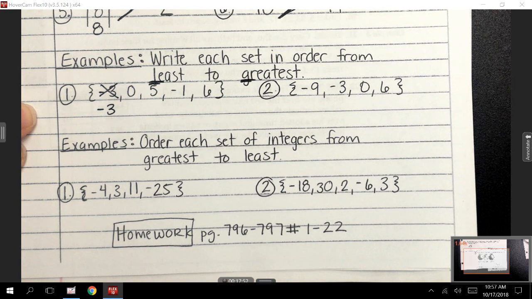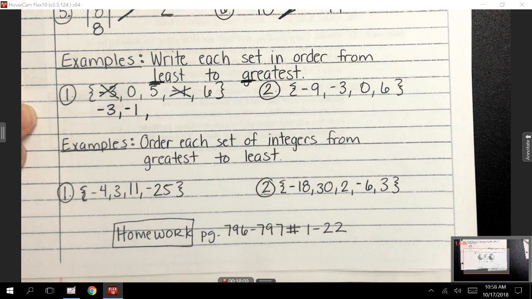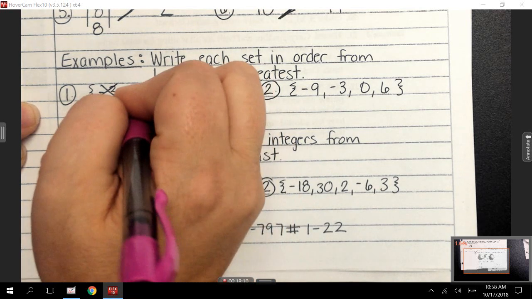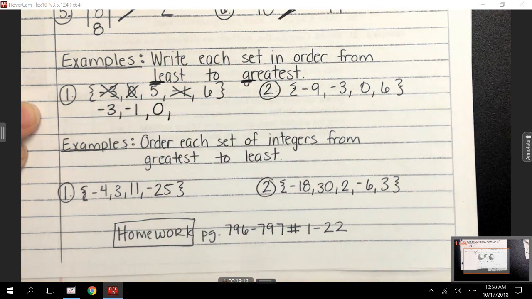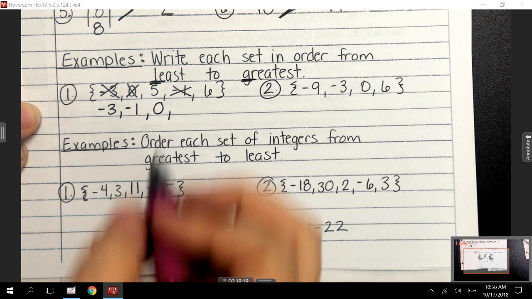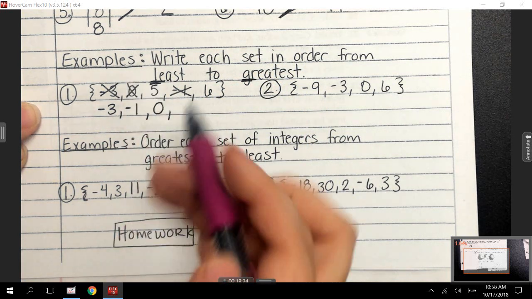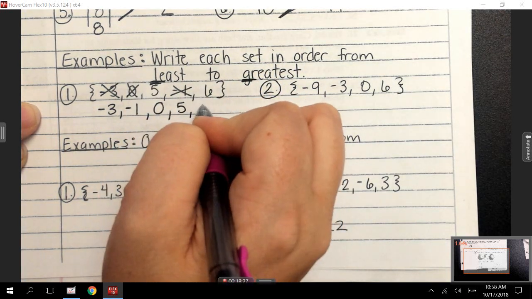What's going to be after my negative 3, Tony? After negative 3 is going to be negative 1. Excellent job. All right, and after my negative 1, Rodrigo? So we're out of our negatives. What's going to come next? 0. Excellent. After my 0, now I'm going into the positives. So now I want to be getting big. What's going to come next? Hunter. Positives. Smallest positive number is? 5. And then we have 6.